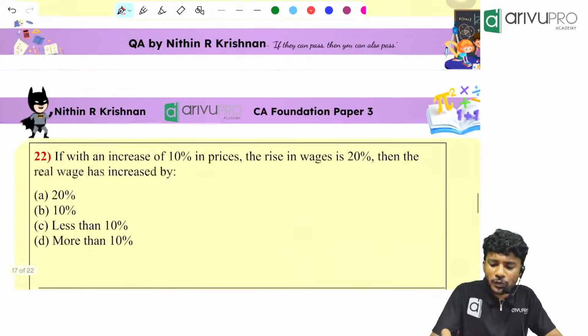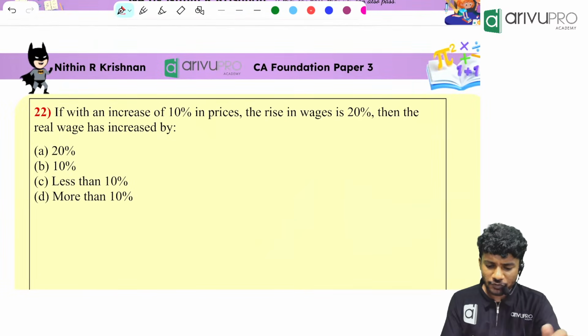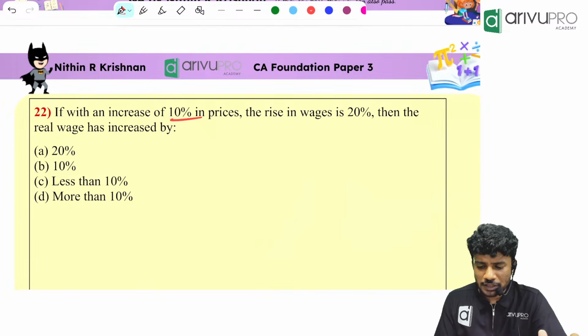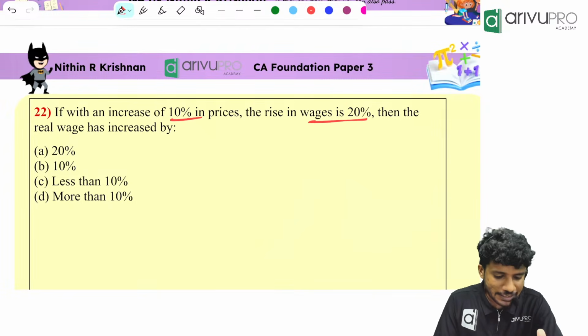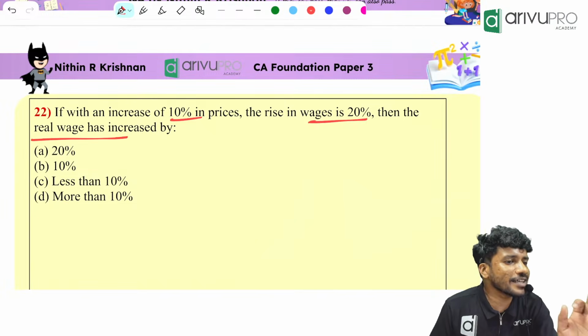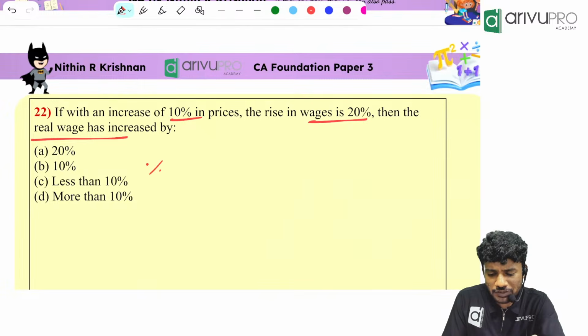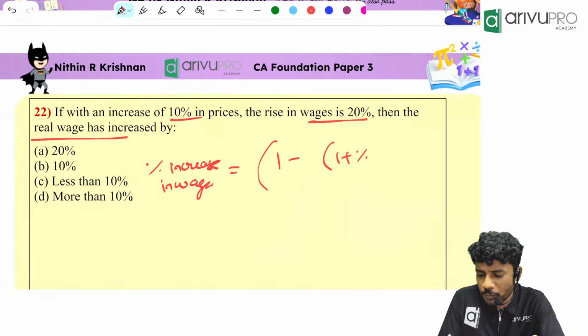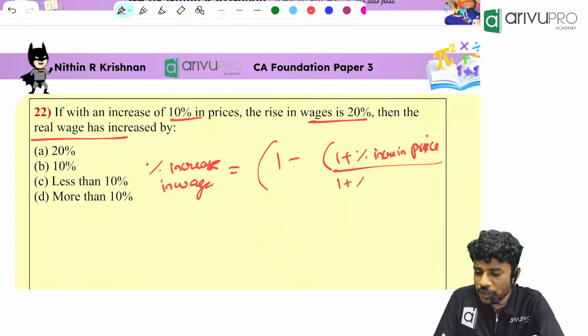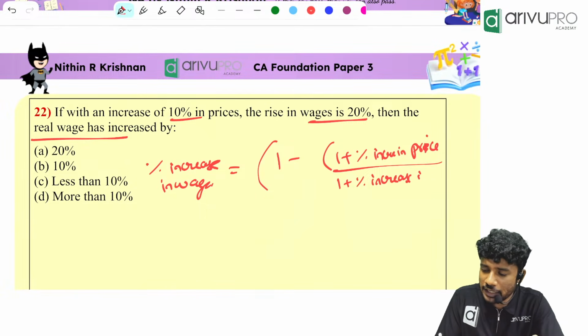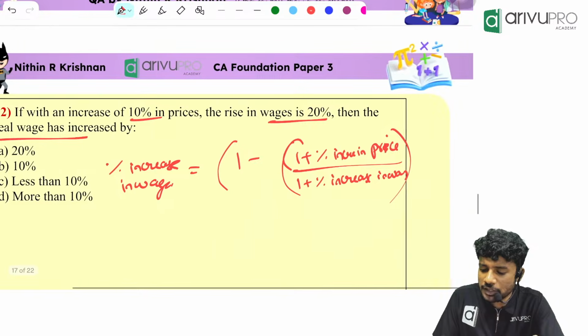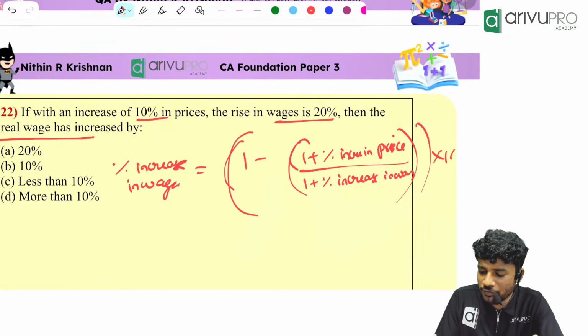Now, here there is one question. Look at this question, people. If the increase in prices is 10%, increase in wages is 20%, then what is the increase in real wages is the question. Now, we know how to find percentage increase in wages. What is percentage increase in wages, people? Can I write it as 1 minus 1 plus percentage increase in price divided by 1 plus percentage increase in wage? The entire thing is multiplied with 100.